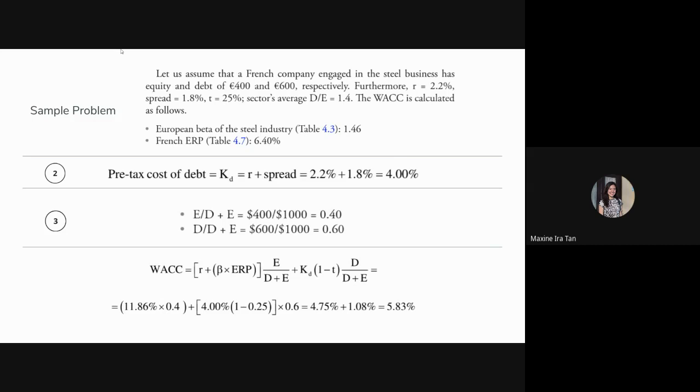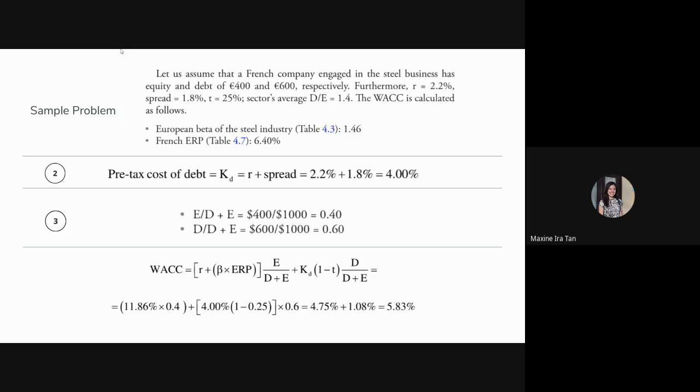Next, we solve for the cost of debt, which is simply the risk-free rate plus the spread, which is 2.2% plus 1.8 to get a cost of debt of 4%. Now that we know the cost of equity and the cost of debt, we can solve for their respective weights, which is simply the respective amount divided by the sum. So for equity, its weight is 400 divided by 1,000 for 0.4. And for debt, it is 600 divided by 1,000 for 0.6.